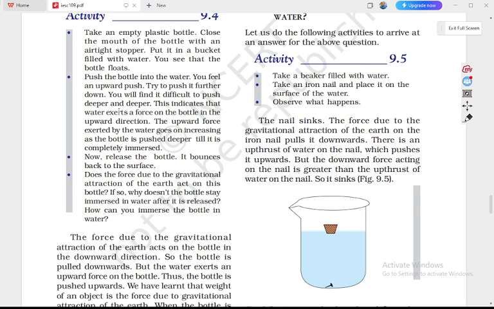This indicates that water exerts a force on the bottle in the upward direction. The upward force exerted by water goes on increasing as the bottle is pushed deeper, till it is completely immersed. Now release the bottle, it bounces back to the surface. Does the force due to gravitational attraction of the earth act on this object? If so, why does the bottle not stay immersed in water after it is released? How can you immerse the bottle in water?